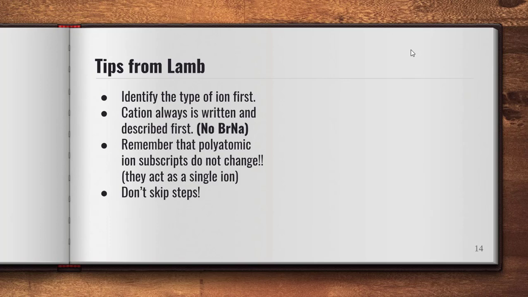Remember that polyatomic ion subscripts do not change. Remember, if we have SO4, it will remain SO4. Even if we have multiple of those compounds, it's still SO4. We would just put it in brackets and then put however many SO4s we would have as a subscript after that. And don't skip steps. I would say that's very important. Take things one step at a time until you become more proficient at performing these types of problems.